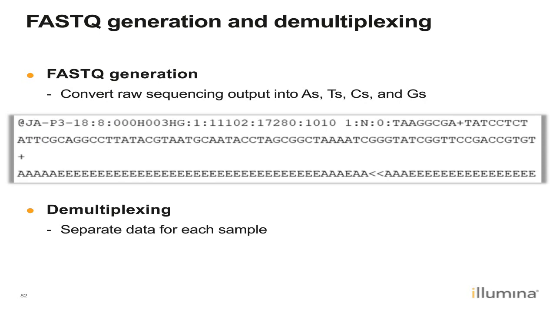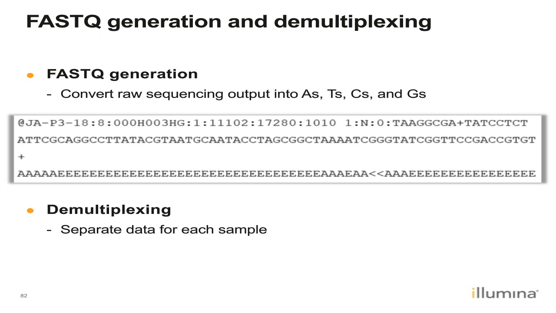In FASTQ generation, the raw sequencing data is converted to A's, T's, C's, and G's. The first line for every entry in a FASTQ file is an identifier for the read. Then, the FASTQ file includes the strings of bases given from each library fragment, along with the quality scores for each base. Here, we can see the bases in the read, and following the plus sign, we have the quality scores. FASTQ files for each sample may contain hundreds, thousands, or millions of reads.